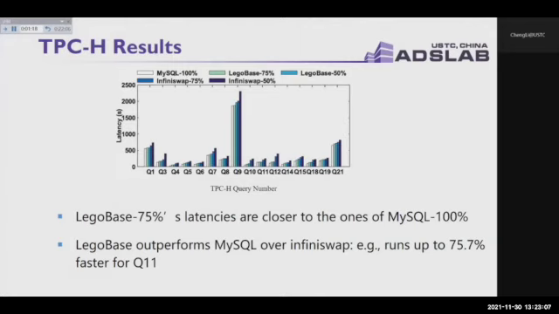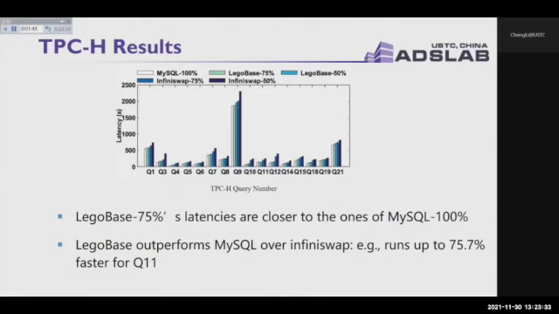So that indicates that our disaggregated cloud database can benefit not only TPC-C workloads like OLTP workloads, but also analytic workloads, which usually demand a large amount of memory consumption. So that is a feasible solution.